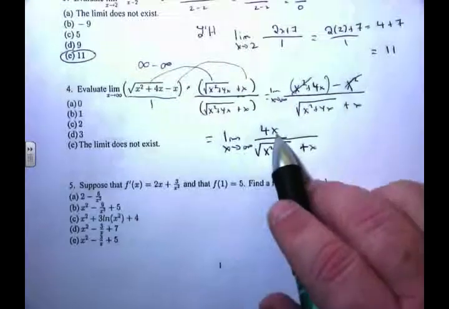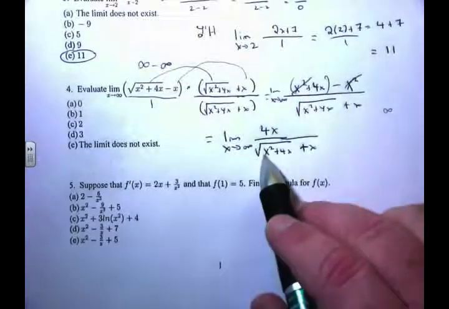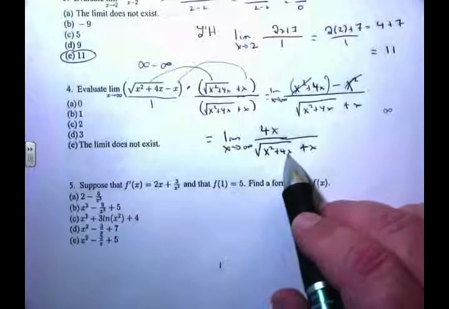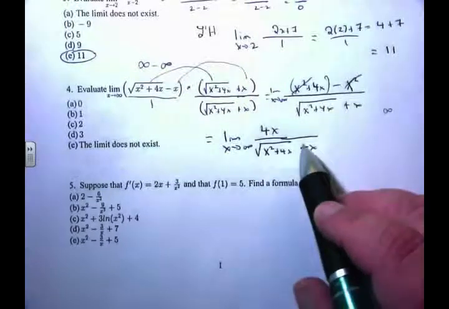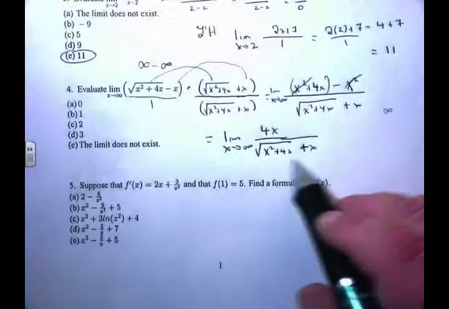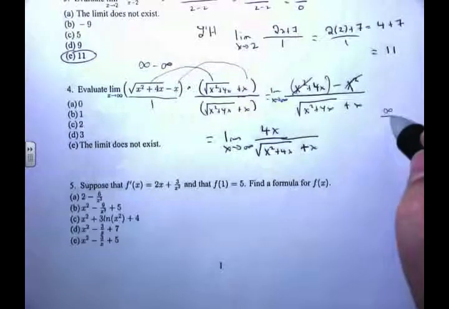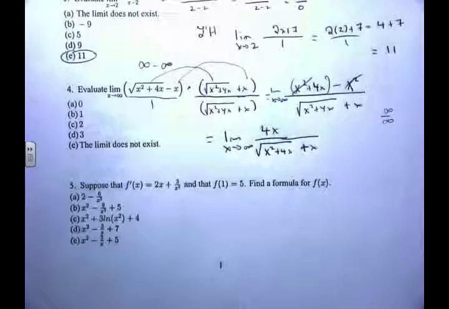If I plug in infinity, I'll get 4 times infinity, which is infinity. I get infinity squared plus 4 times infinity, which is infinity. Square root of infinity, still infinity. But now it's a plus infinity. And infinity plus infinity is just a bigger infinity. Infinity plus infinity is not really indeterminate. Infinity plus more infinity is bigger infinity. Right? So now it's infinity over infinity.